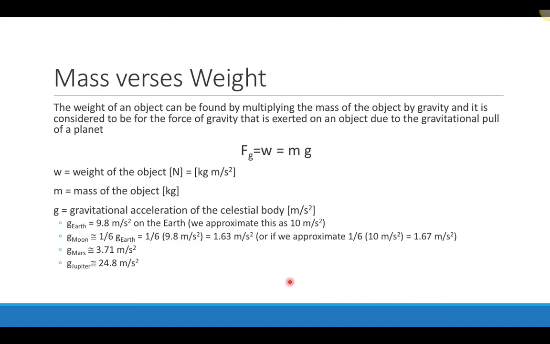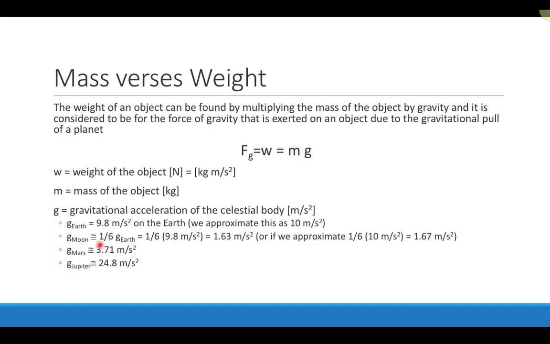So it turns out that there is a formula that we can use to calculate what the weight of an object is if we know what the mass of the object is. The weight of an object, which is the gravitational force that that object experiences, is equal to the mass of the object times the gravitational acceleration of the celestial body that you're on. So if we were on Earth, then Earth's gravity for g would be 9.8, and we've been using 10 meters per second squared.